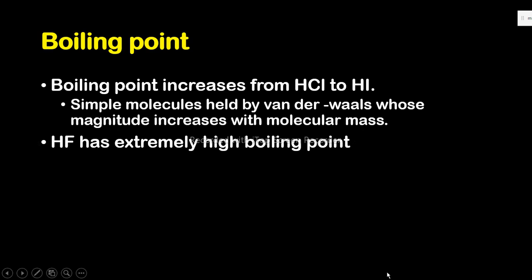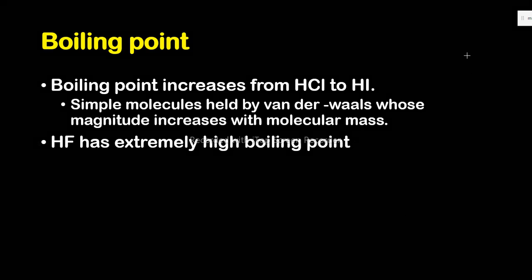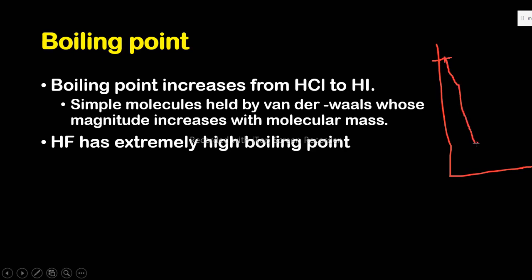However, for hydrogen fluoride, if you plot a graph, this one will be the boiling point of hydrogen fluoride, then the boiling point of hydrogen chloride, and then some increase. So this is hydrogen fluoride, hydrogen chloride, hydrogen bromide, and hydrogen iodide. So you're getting such a graph.